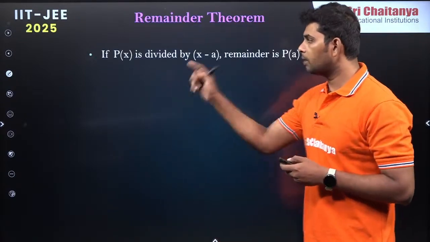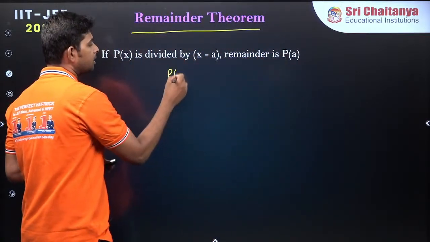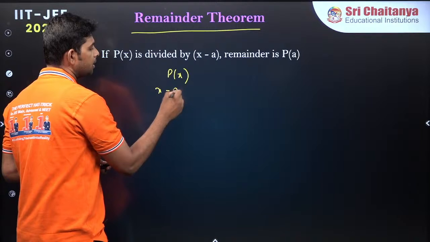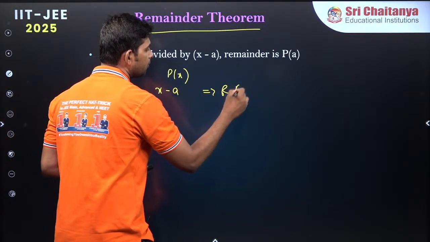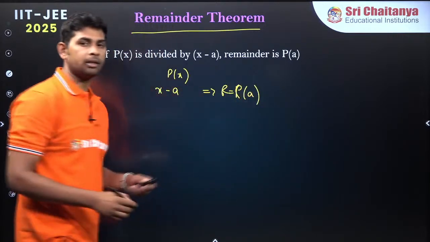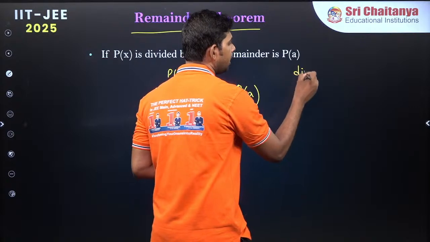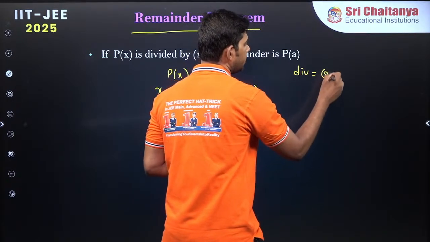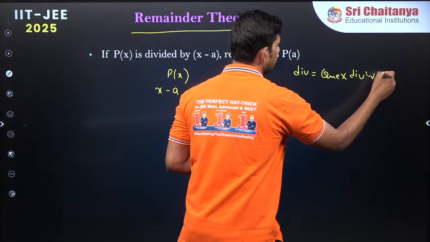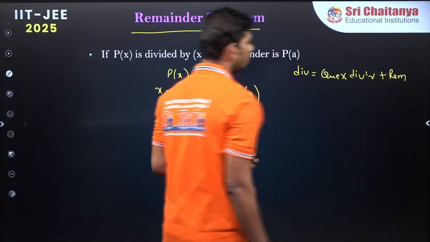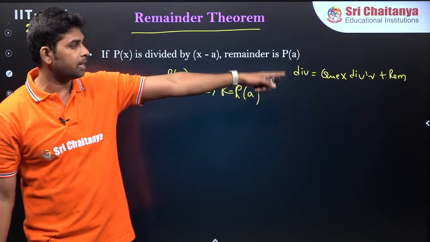Let us see. Next one we are having remainder theorem. Remainder theorem if I am taking: whenever P of x is divided by x minus a, then your remainder will be P of a. I am going to prove that by giving the algorithm. You know the algorithm of divisibility, that dividend is equal to quotient into divisor plus remainder. So this is how you are taking: dividend is equal to quotient times divisor plus remainder.